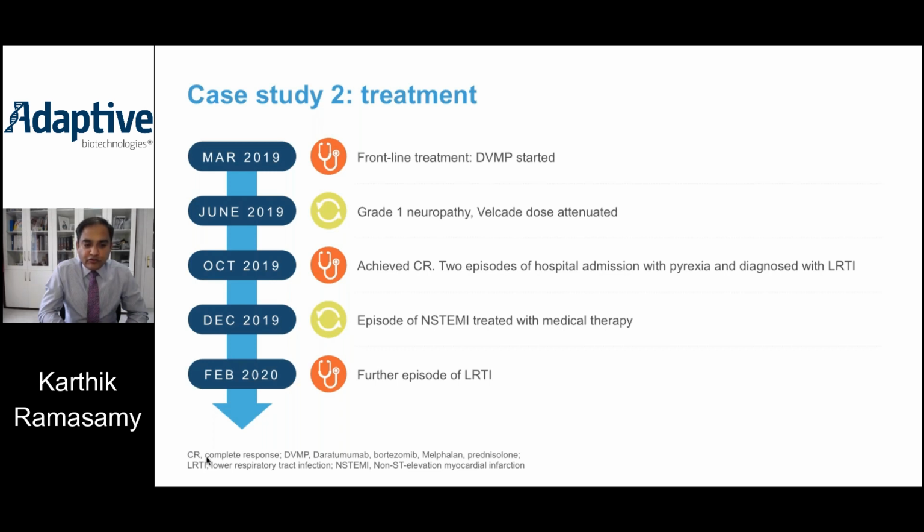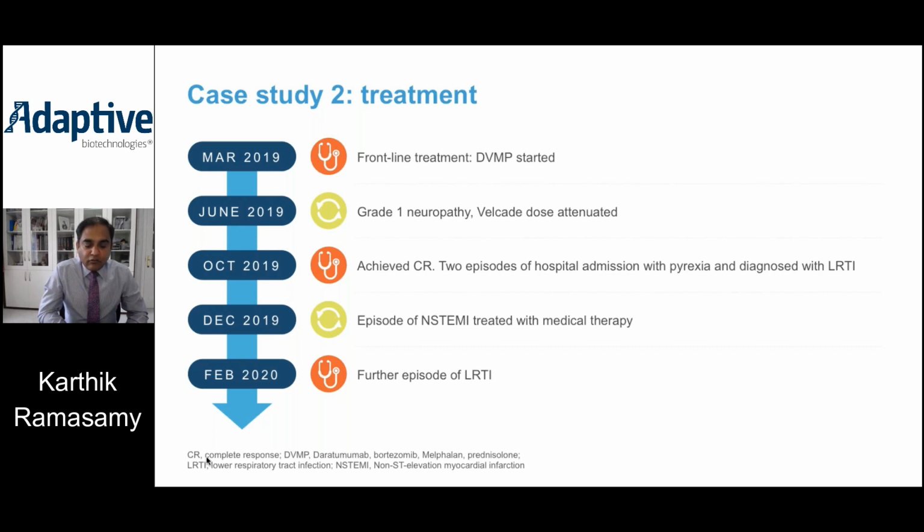But between June and October of 2019, this 83-year-old man had 2 hospital admissions with pyrexia and was diagnosed with lower respiratory tract infection. By December 2019, he had an episode of cardiac event, NSTEMI, which was treated with medical therapy and discharged. At the end of his treatment in February 2020, when I say the end, that's the end of the DVMP combination, he's awaiting his daratumumab monotherapy sequence of treatment. He had a further episode of lower respiratory tract infection and was admitted to hospital.